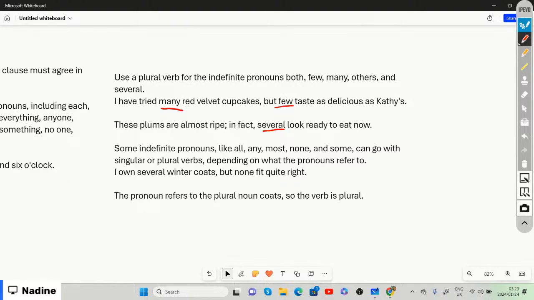And some indefinite pronouns, right? Like all, any, most, none, and some can go with singular as well as plural verbs depending on what the pronoun refers to. For example, I owned several winter coats, but none fit quite right. If we look at that sentence, we can see that the pronoun refers to the plural noun coats. So the verb is plural.